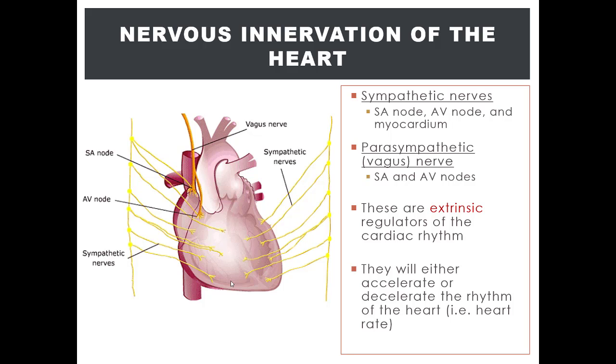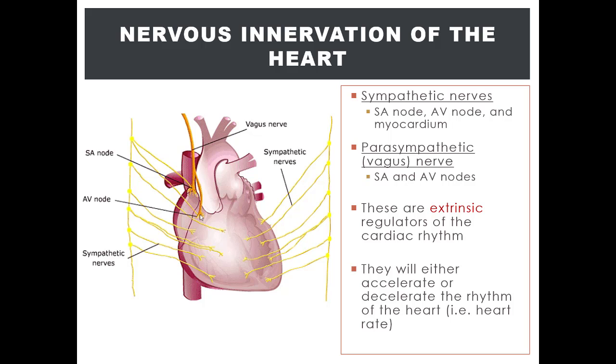The parasympathetic nerve, also known as the vagus nerve, innervates the SA node and the AV node only. And again, increased parasympathetic tone or activity, also known as vagal activity or tone, will suppress SA node and AV node activity, thus reducing heart rate. So as I said earlier, if you remove the vagal activity, SA node activity will naturally increase, thus increasing heart rate. More on this later.